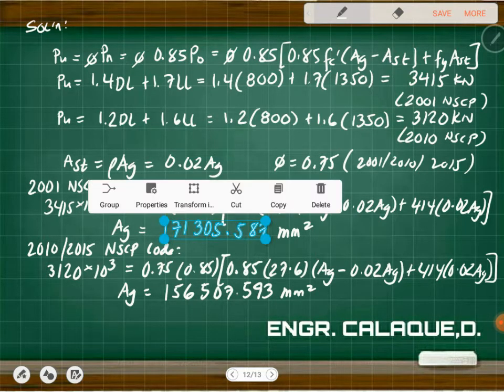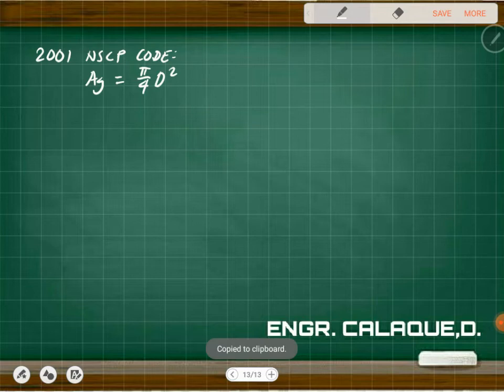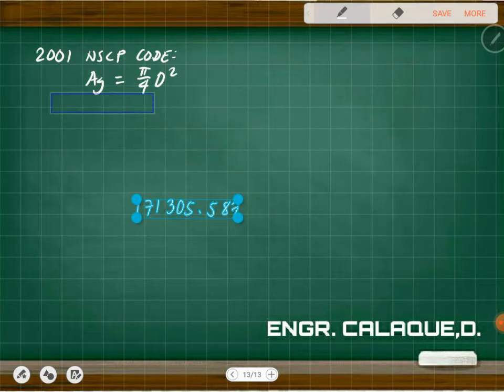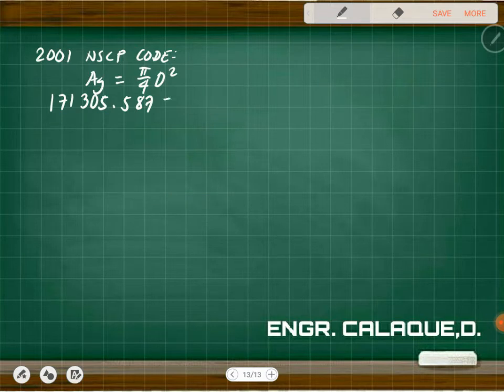Pahin ko na lang yan. Then, paste ko na lang yan dito. So, this is equal to pi over 4 diameter squared. So, thus, we have diameter.